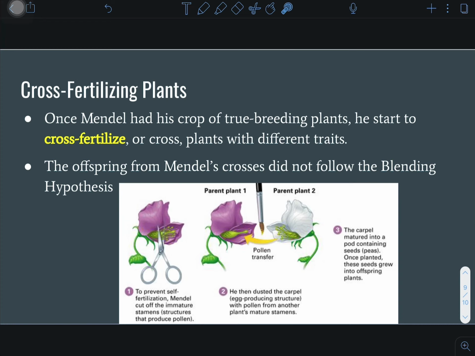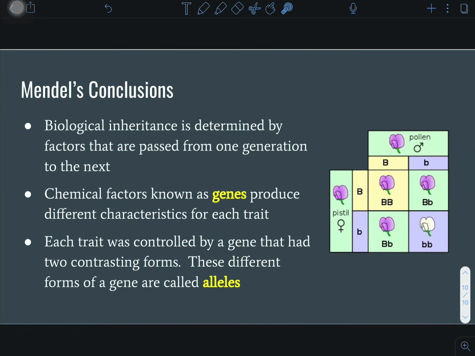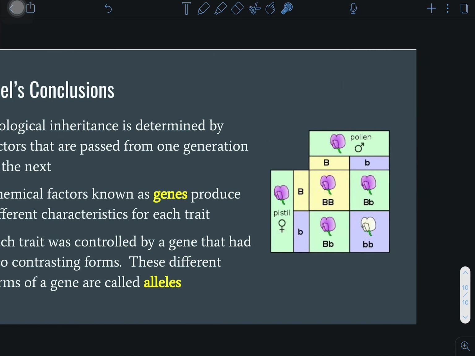The offspring from Mendel's crosses did not follow the blending hypothesis. Okay, they did not. So then what he concluded was that the biological inheritance is determined by factors that are passed from one generation to the next. Chemical factors known as genes, again, we've used that term a bunch, produce different characteristics for each trait. Each trait was controlled by a gene that had two contrasting forms. These different forms are called alleles, and we've used that term alleles too. So he came up with these conclusions based upon his observations.